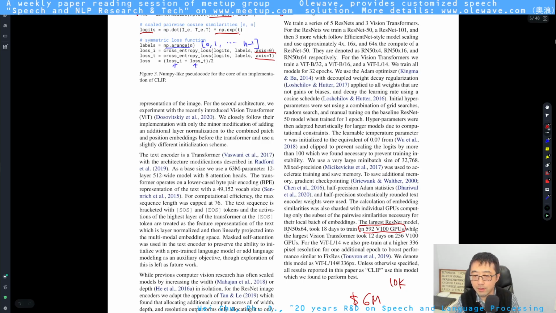Let's say you don't train this largest ResNet model, a ResNet 50x64, and you size down the model by tenths, and you size down the data by tenths, okay? So then probably you can just train your own model with just 6 V100 GPUs in about 3 weeks. I just do the linear scale down, right?